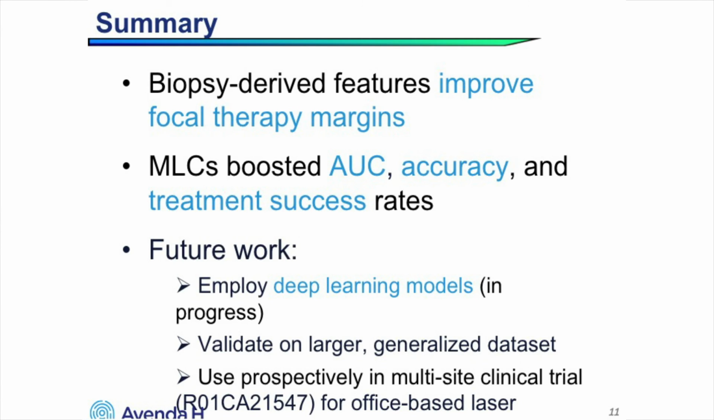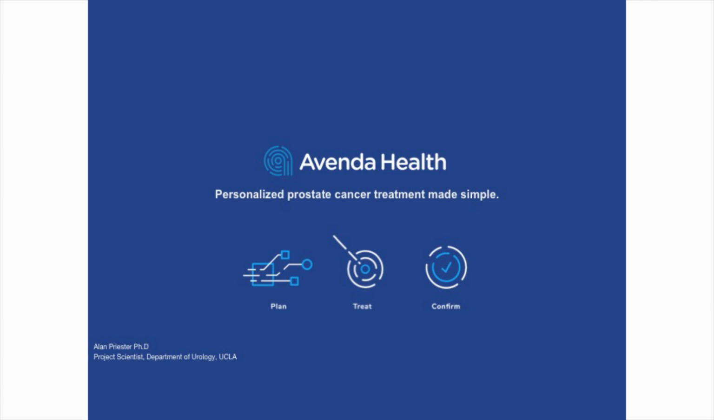So in summary, biopsy-derived features, at least in our simulations, improved focal therapy margins, and use in a machine learning classifier boosted AUC, accuracy, and treatment success. Future work will entail employing more involved deep learning models, validating on larger generalized data sets, and using these models and these margins prospectively in a multi-site clinical trial for office-based laser ablation.